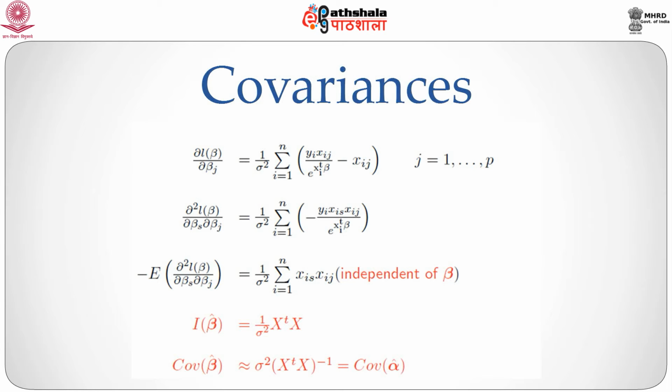Note that for this case, minus of expectation of del square L over del beta_s del beta_j turns out to be equal to 1 over sigma square summation 1 to n of xis xij, independent of beta, and thus I of beta hat is of the form 1 over sigma square x prime x. In this case also, covariance of beta hat is approximately sigma square (x prime x) inverse, and this is equal to the covariance of alpha hat from the log linear model.